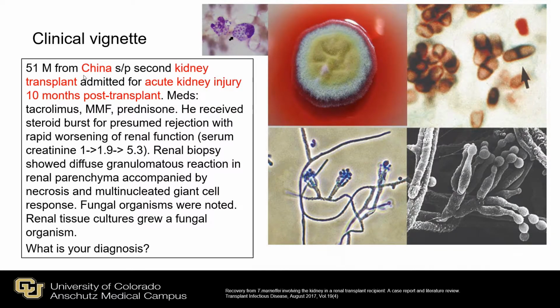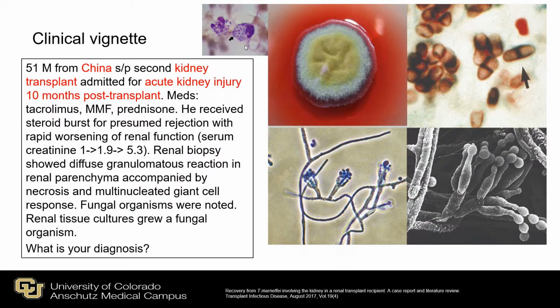Moving on to another dimorphic pathogen. This is a 51-year-old gentleman from China. That's a clue. He's status post kidney transplant 10 months back. Now he comes with worsening kidney function, creatinine going from 1 to 5.3, and they did a biopsy which showed granulomas and multinucleated giant cells, and they also saw fungal organisms. And this is what they see.